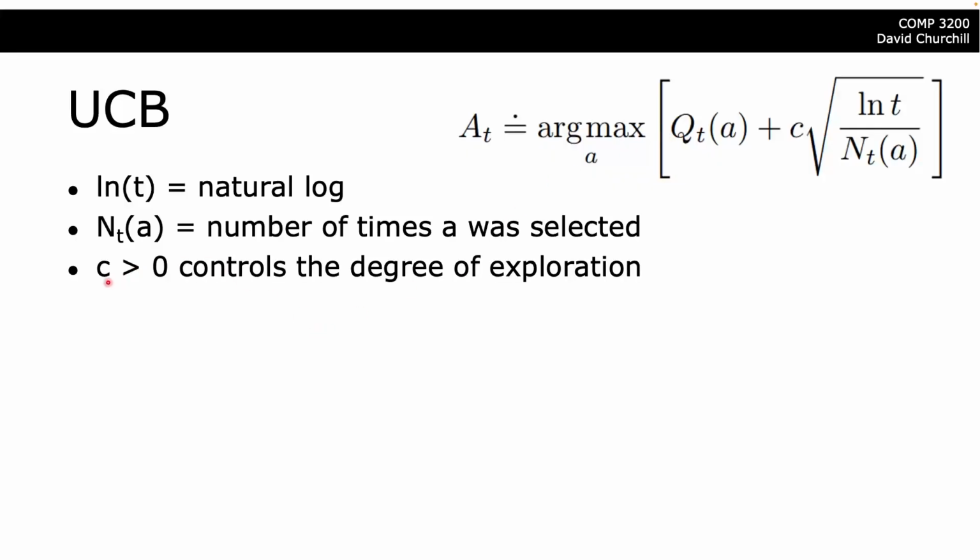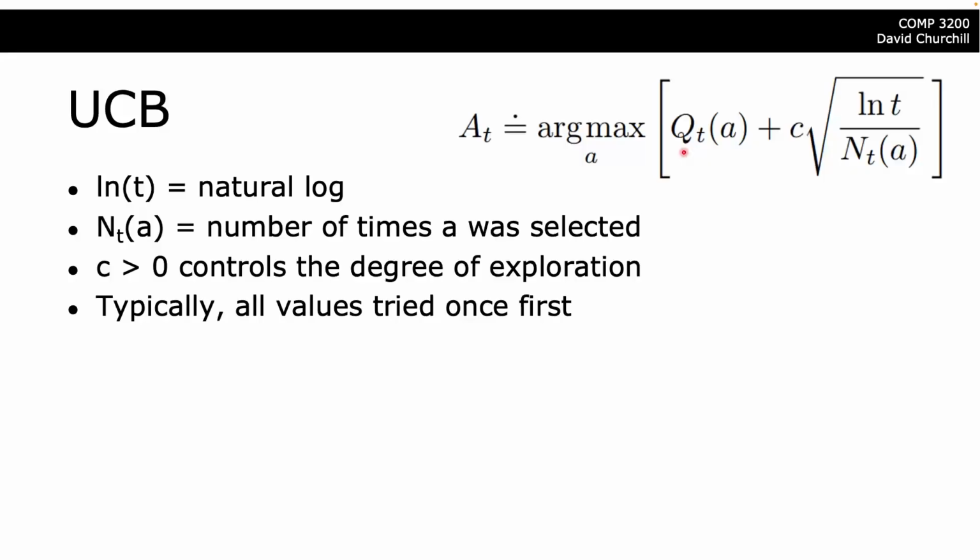Now, C is a constant that we are in control of. If I want to explore more, I bump up C, right? So if C was infinity, all I would be doing would be selecting the thing that I've chosen the least, right? And so that would be pure exploration. If C was 0, then I eliminate this term completely, and then what am I doing if C is 0? It's just greedy action selection. So this is balancing between exploration and exploitation, this formula. That's what it's trying to do.